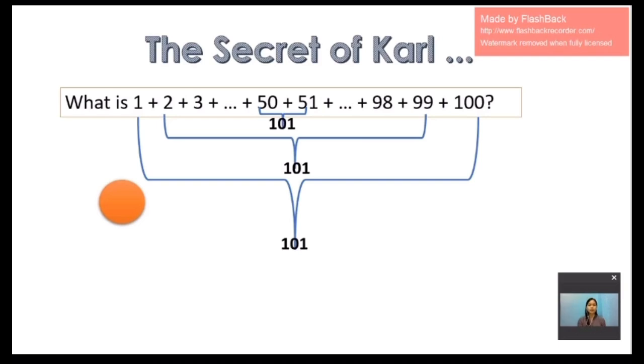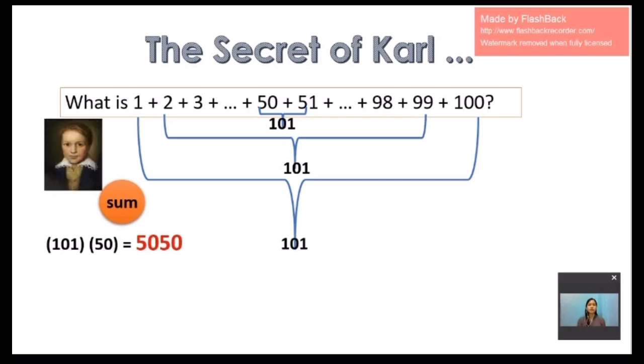And how many pairs of 101? So there are 50 pairs times 101 is equal to 5,050. So 5,050 is the sum of the first 100 numbers. At ang batang ito na si Carl, ang napaka-cute na si Carl, ay naging isang mathematician at siya ay si Carl Friedrich Gauss.